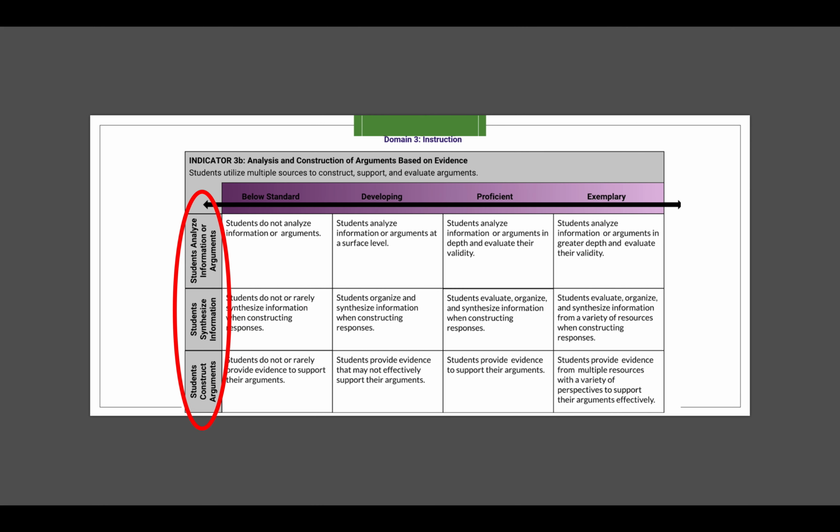Let's move on to Indicator 3B. As we began to introduce the rubric to teachers and administrators in the spring of 2020, we uncovered a common misunderstanding with the concepts presented in 3B, analyzing and constructing arguments with evidence.